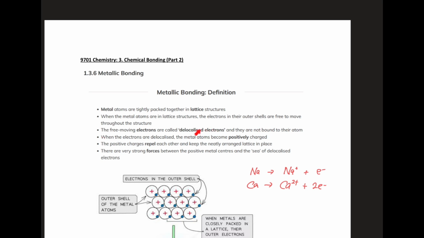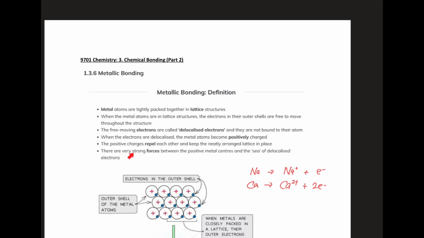Because of delocalized electrons, metal can carry electricity or current. When the electrons are delocalized, the metal atoms become positively charged, as in here, and these electrons are free to move any way they like. And then the positive charges repel each other and keep the neatly arranged lattice in place. So they are tidied up in that way.